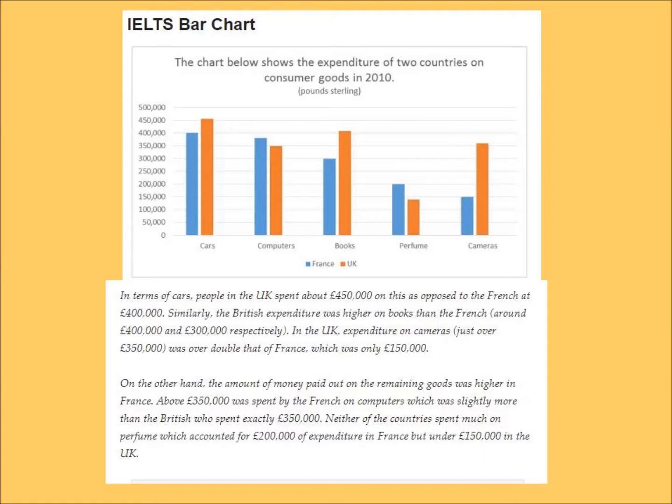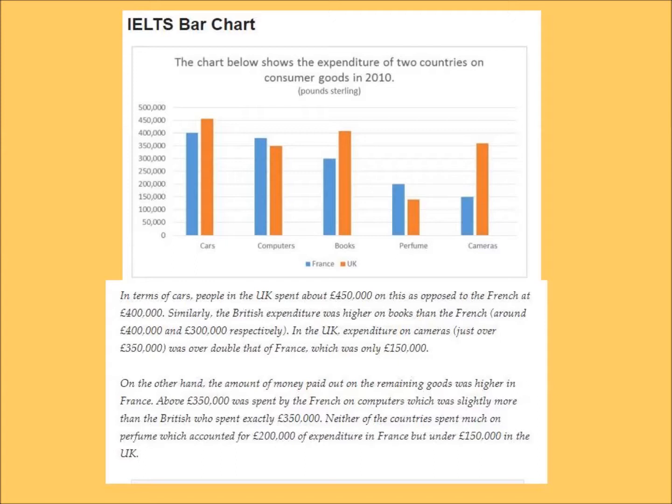Okay, then there's another thing that has to be said, that is, similarly, the British expenditure was higher on books than the French, around 400 and 300,000 respectively. It is the other way around. Okay, it is the other way around. It is almost the second largest expenditure, that is, the French spend more money than the British. Detail written within brackets.